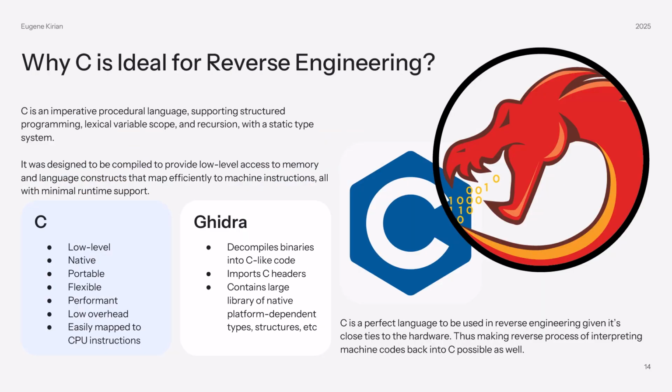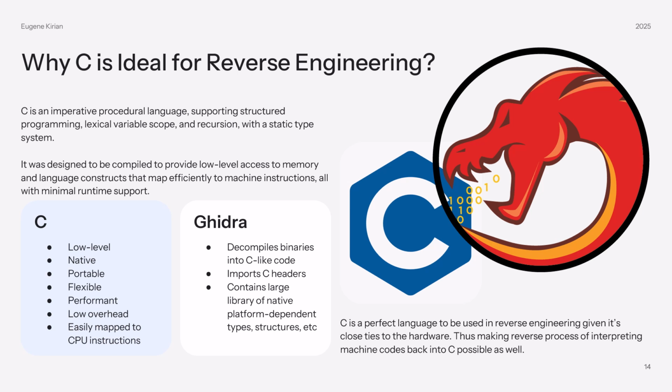When it comes to reverse engineering, C is an ideal language due to its unique characteristics. As an imperative procedural language, C has a static type system and supports structured programming, lexical variable scope, and recursion. Its design allows for compilation to machine code that provides low-level access to memory and efficient mapping to machine instructions, all with minimal runtime support. These traits make C a perfect fit for reverse engineering. Its low-level nature, portability, flexibility, and performance make it an ideal language for working with machine code.